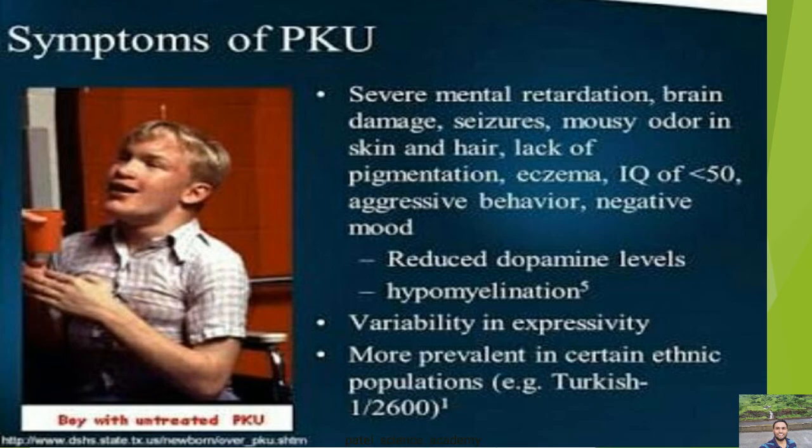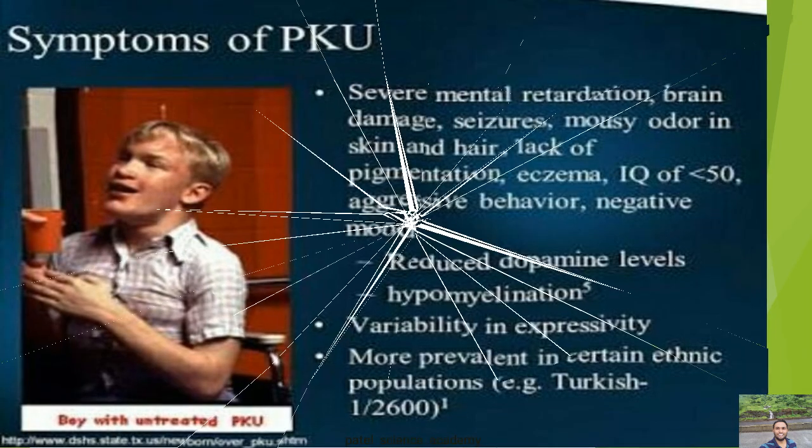Severe mental retardation, brain damage, seizures, mousy odor in the skin and the hair, lack of pigmentation, eczema, IQ of less than 50, aggressive behavior, negative mood, reduced dopamine level, hypomyelination, variability in the expressivity, more prevalent in certain ethnic populations. For example, in Turkish, 1 out of 2600 is found. So these are the symptoms of PKU.